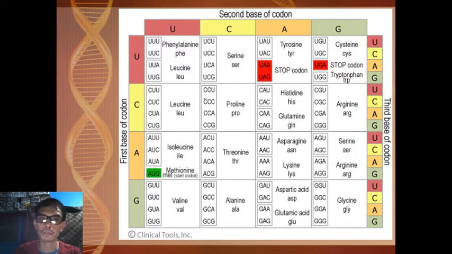Alright, so in protein synthesis, we will need the use of this codon chart that we have right here. Later we will discover how to use this one. As you can see, this codon chart contains amino acids. So we have phenylalanine, leucine, isoleucine, methionine, and so on and so forth.